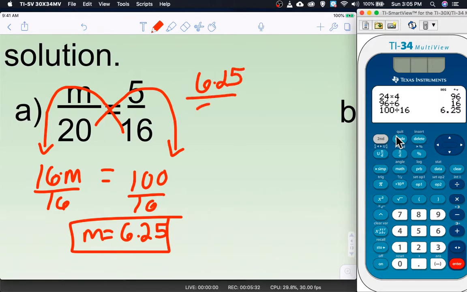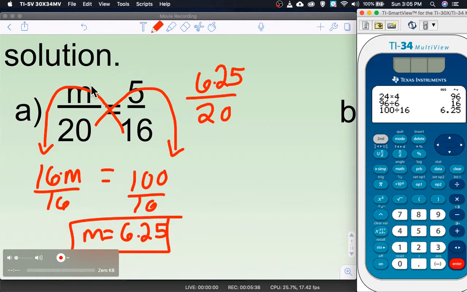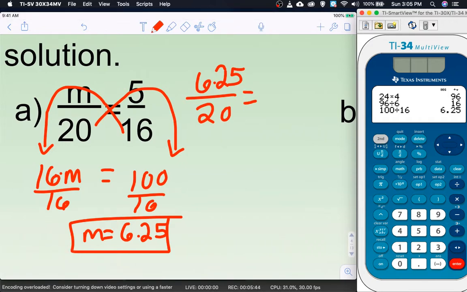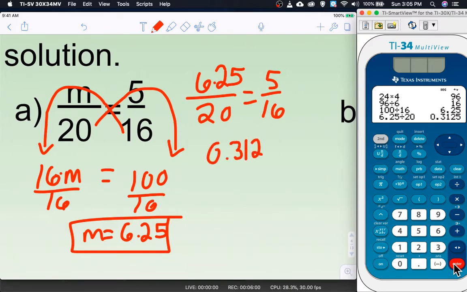6.25 over 20. So that was me plugging in 6.25 for m. m over 20. 6.25 over 20 equals 5 over 16. Now use my calculator. 6.25 divided by 20 is 0.3125.